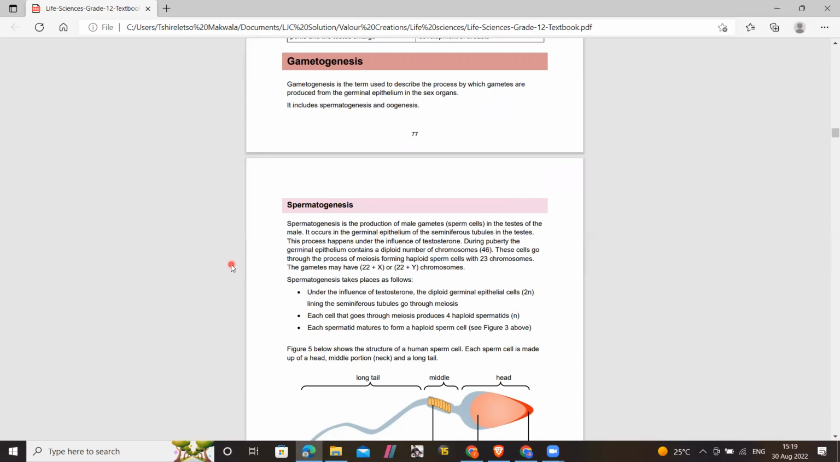Basically here they're explaining meiosis again, so it's fine, you can move on. Here they're explaining how it happens under the influence of testosterone. This is just meiosis.